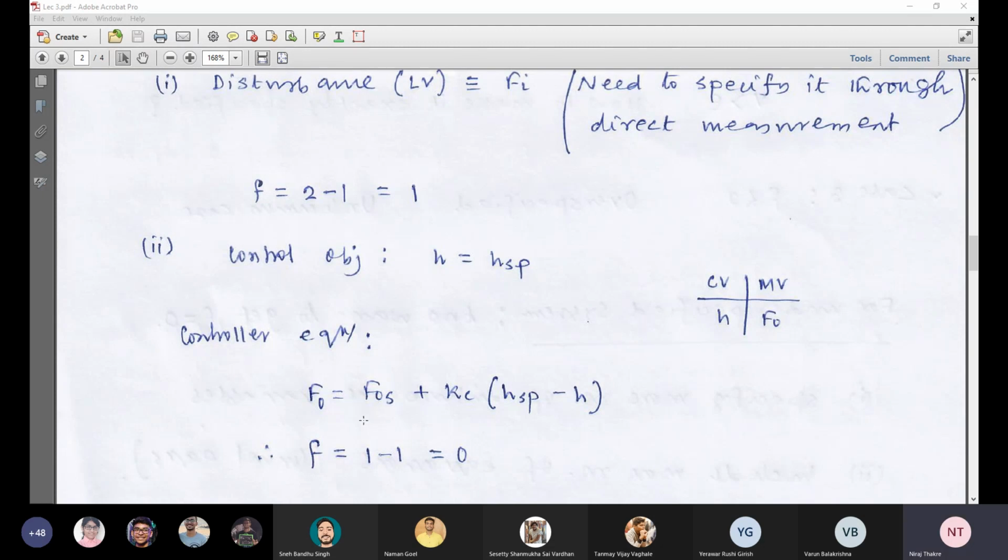So Fos is basically the steady state value of Fo. Usually we add the suffix S to represent steady state. So Fos is the steady state value of Fo. Naturally, it is constant. Kc is the controller parameter, the controller tuning parameter.